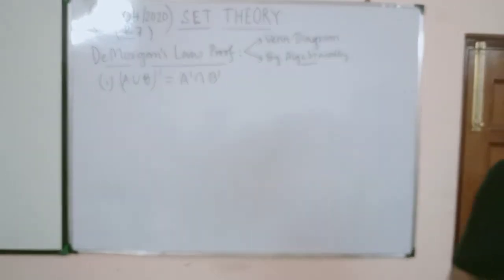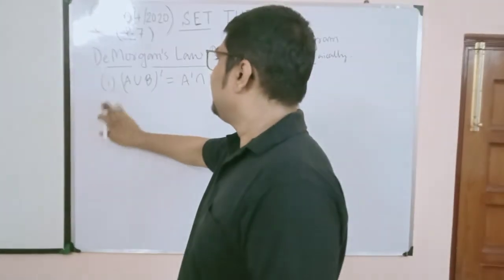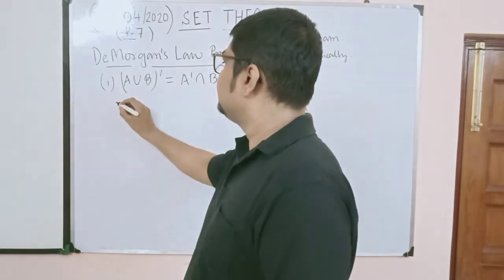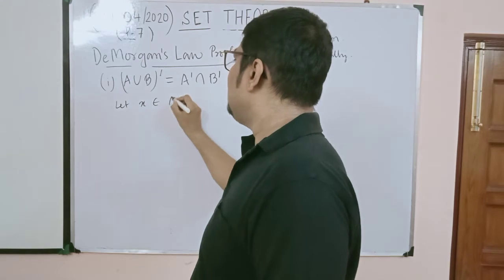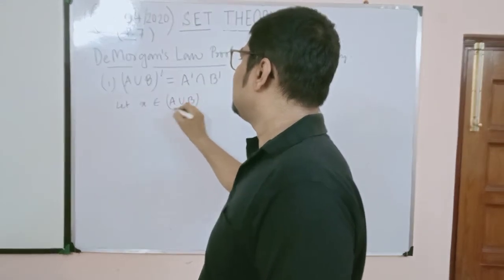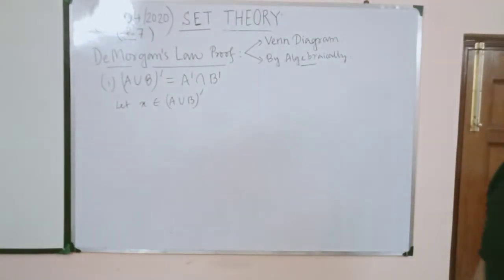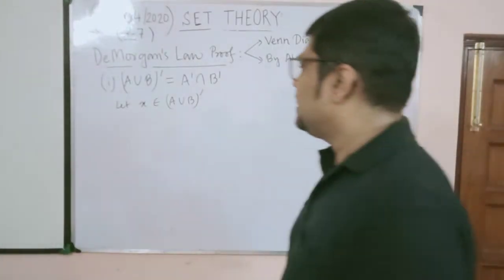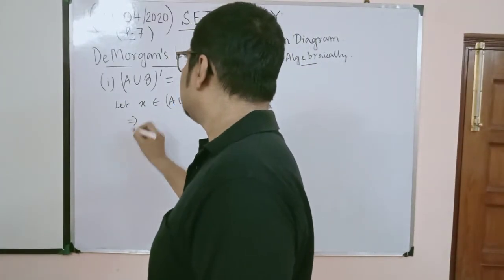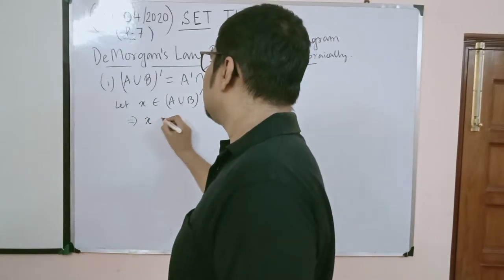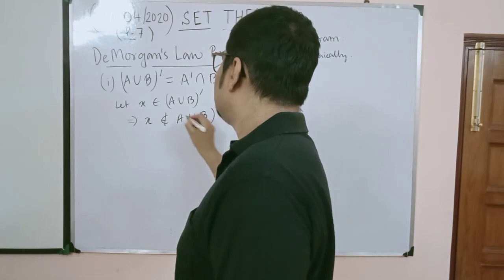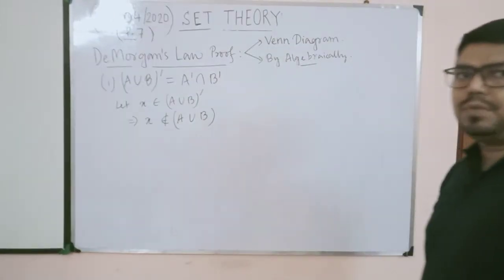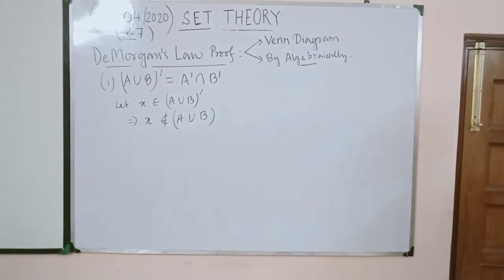So what we do, let X belong to (A ∪ B)'. So if X belongs to (A ∪ B)', that means that X does not belong to A ∪ B. Obviously it's outside (A ∪ B)'. That means it does not belong to A ∪ B.